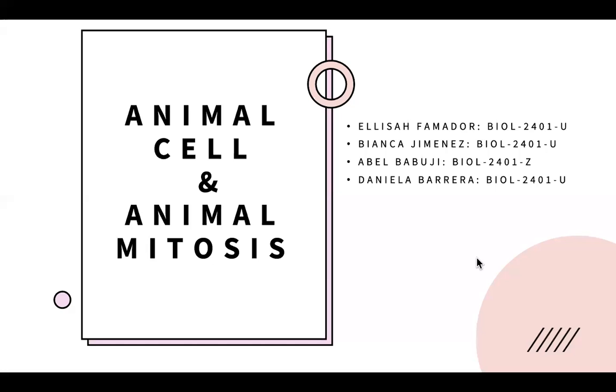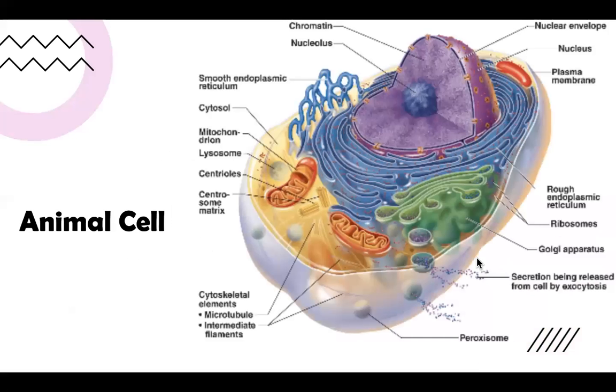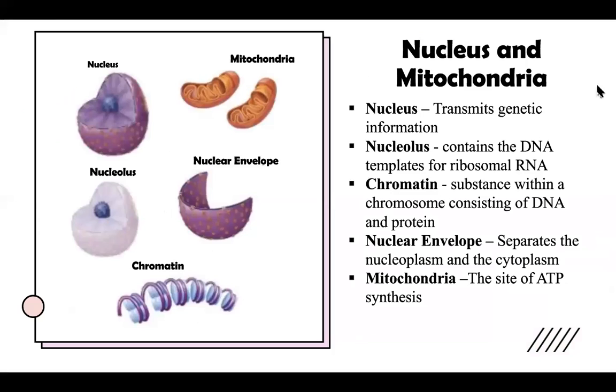And our model presentation is on animal cell and animal mitosis. This is the picture overview of the animal cell with all the organelles labeled onto the correct organelle. So I'm going to be talking about the nucleus and the mitochondria.